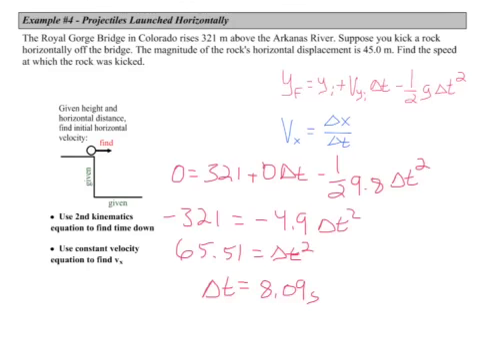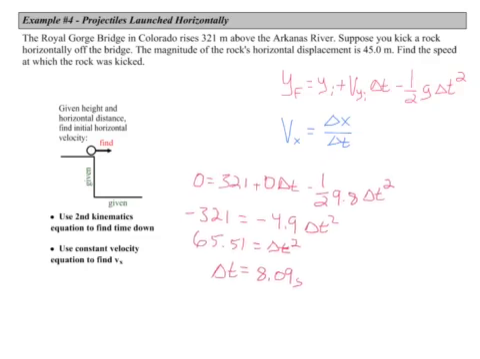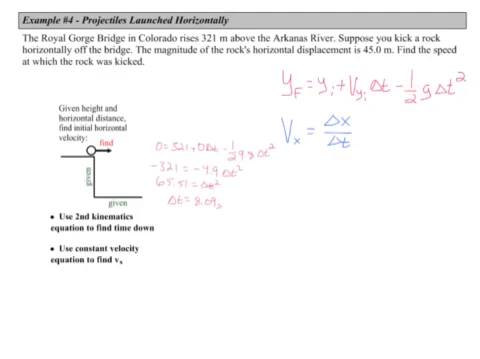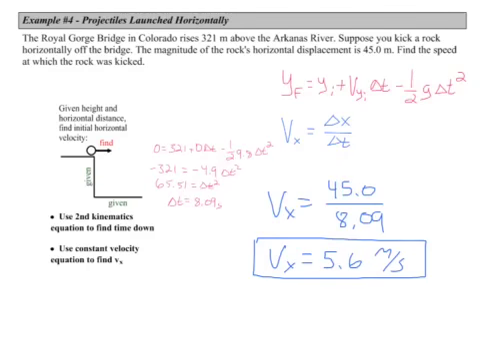So when we go to find that time, we remember that we've got horizontal launch, so our initial velocity in the y direction is always 0. We plug this through, and we find our time to be 8.09 seconds. So then all we need to do is plug into our constant velocity equation to find that our initial velocity was 5.6 meters per second.